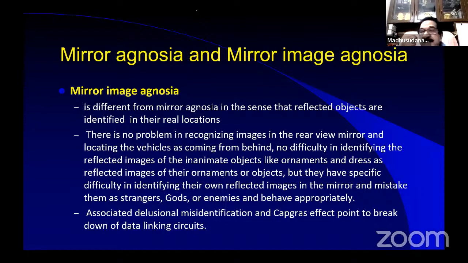Mirror image agnosia, on the other hand, is different from mirror agnosia in the sense that the images are identified at their real locations. In mirror image agnosia, the objects are at their real locations. They know that they can look into the rear mirror, no problem. They know that the object they are holding is here near them, not inside the mirror. There is no problem in recognizing the images in the rear view mirror or locating vehicles as coming from behind. There is no difficulty in identifying the reflected images of inanimate objects like ornaments and dress as reflections of their own objects. But they have specific difficulty in identifying their own reflected images in the mirror and mistake them as strangers, gods, or enemies and behave accordingly.